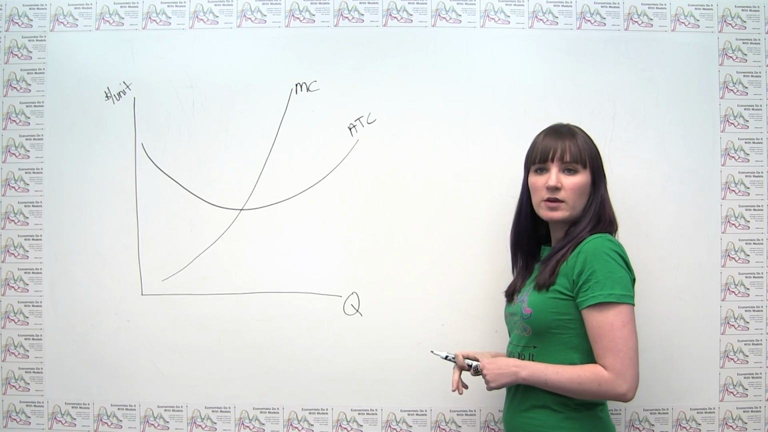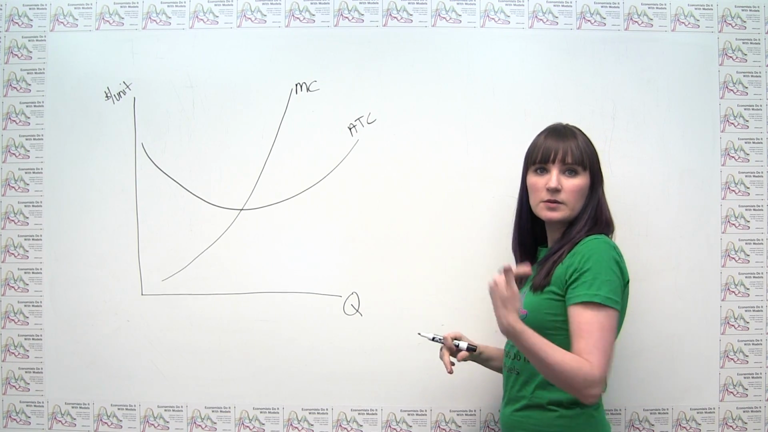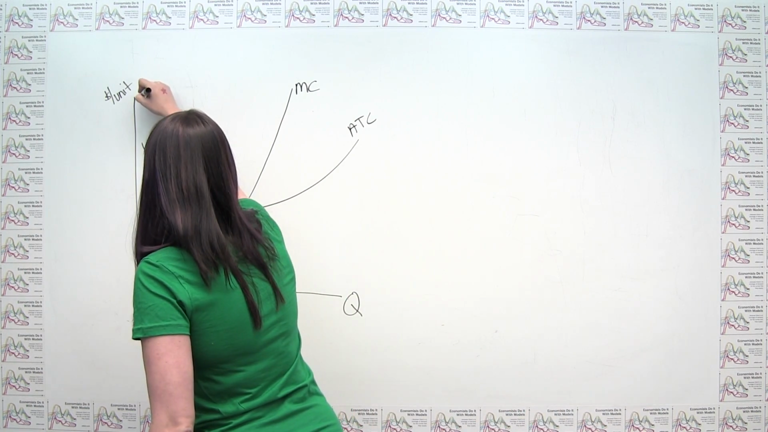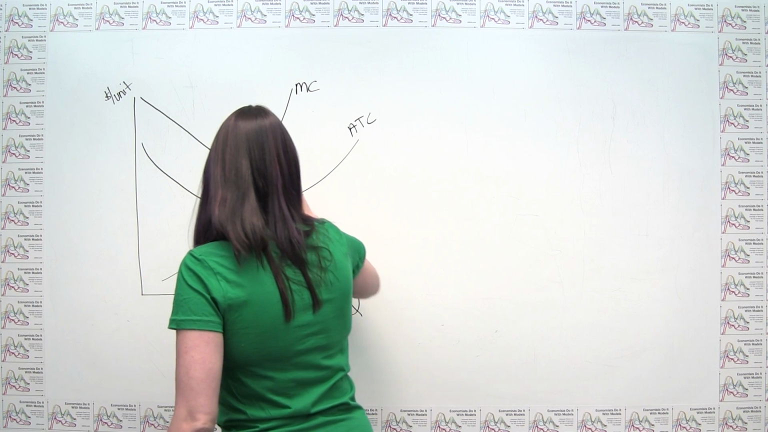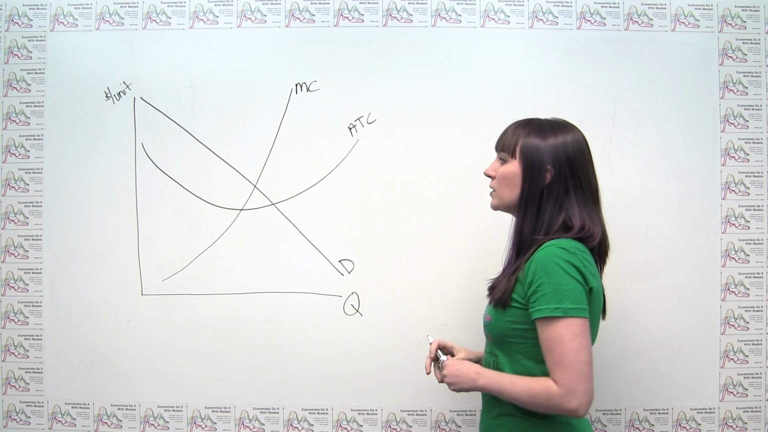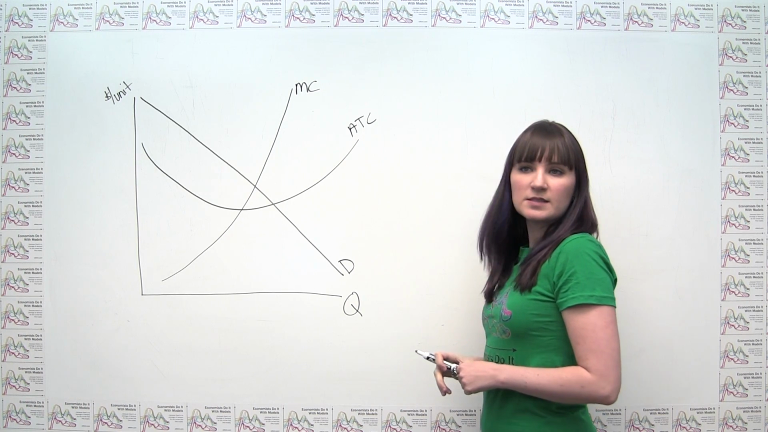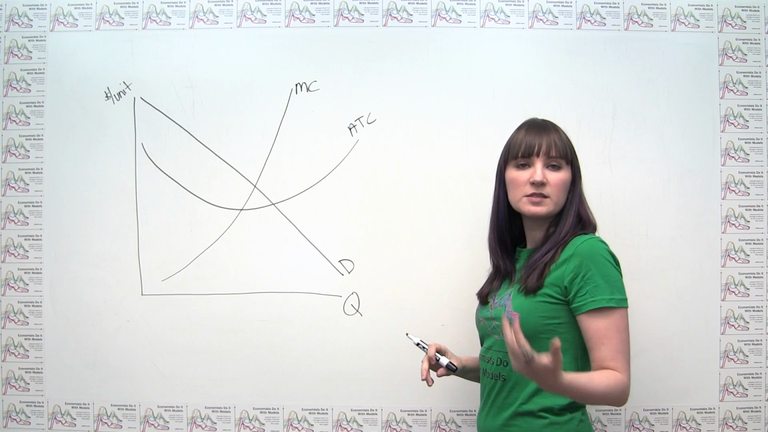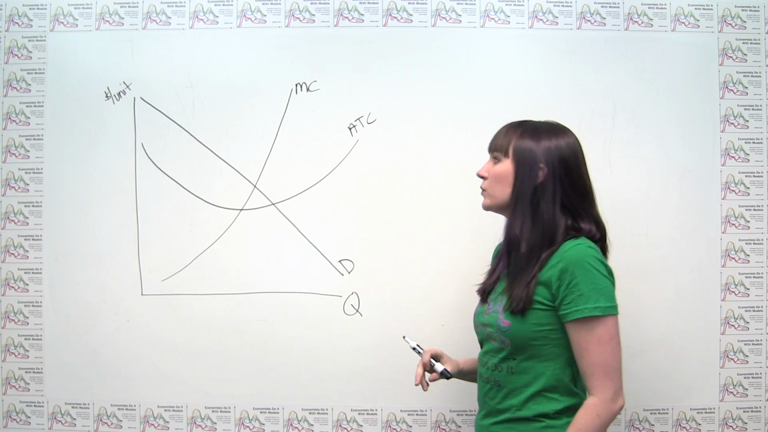But what also is relevant to our discussion is the demand side. So we need a demand curve. Maybe we have a demand curve that looks something like this. We'll call it D. And remember, because this is a monopolist, the monopoly faces the entire market demand curve. So this is just the regular market demand curve like we saw with our supply and demand diagrams.